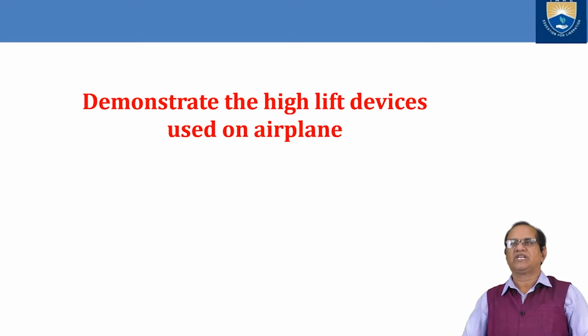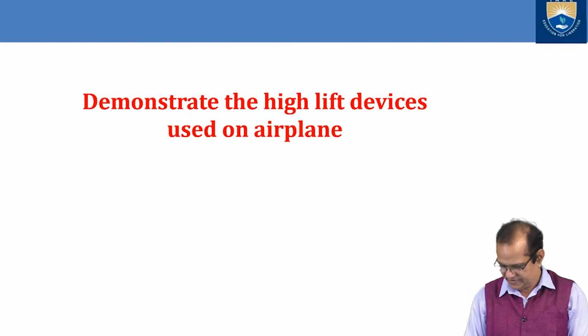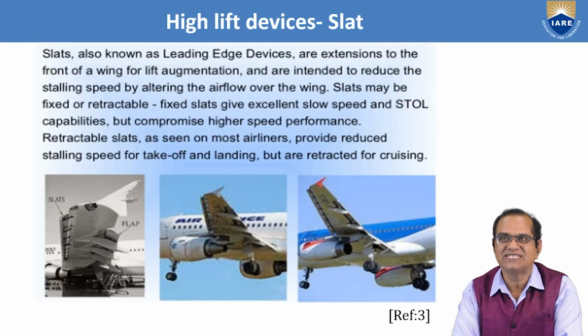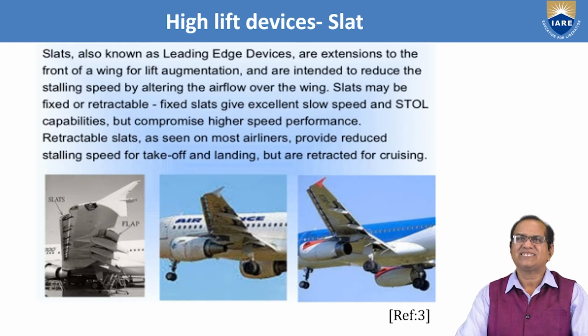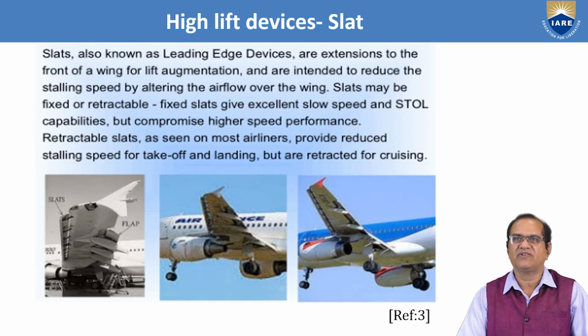So now, demonstrate the high lift devices used on an airplane. What are the high lift devices which are used on an airplane? This I am going to discuss here. So the high lift devices are the slats. Slats, also known as leading edge devices, are extensions to the front of the wing for lift augmentation and are intended to reduce the stalling speed by altering the airflow over the wing.